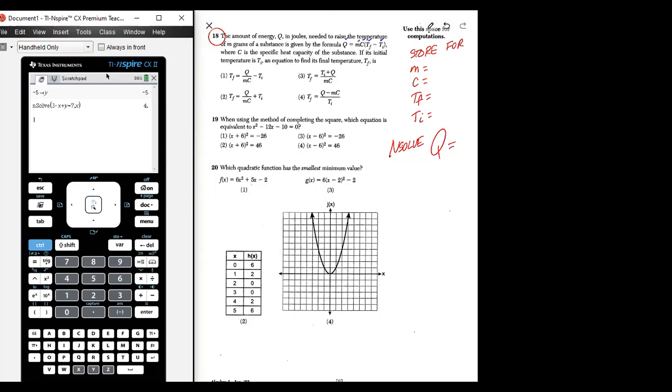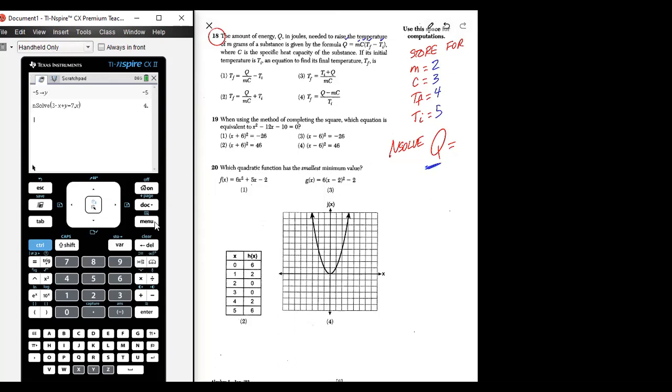So watch what I do. I'm going to do 2 examples like this. The very first thing I'm going to do is, for each of the variables on the right-hand side, I'm going to store a number. So this is going to be 2. This is going to be 3. The TF is going to be 4, and the TI is going to be 5. Okay, and then I'm going to nSolve for Q.